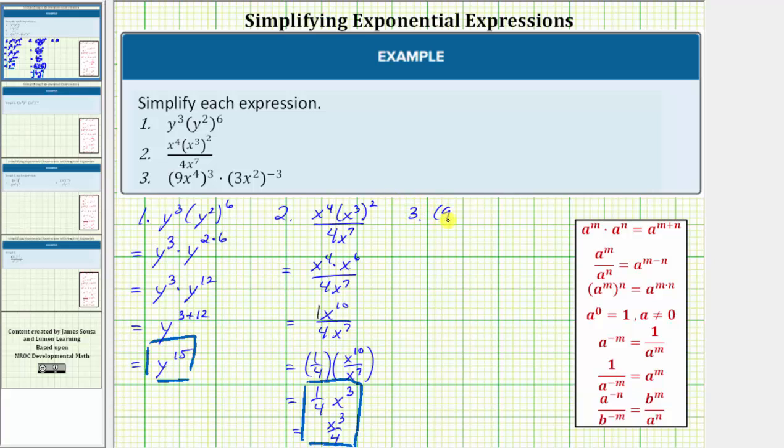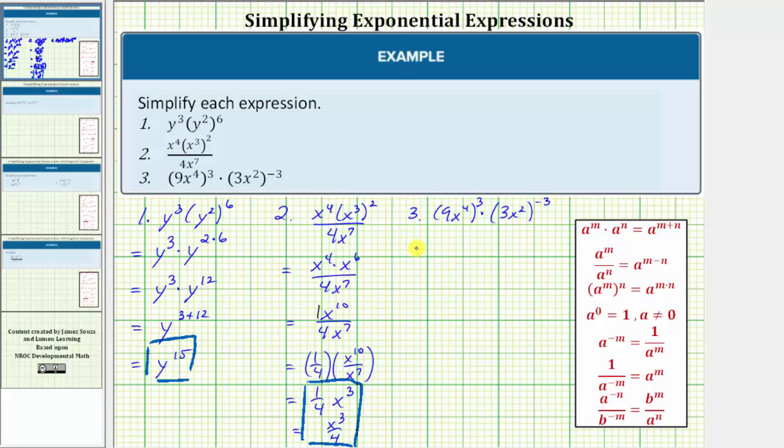We have 9x to the 4th cubed times 3x squared raised to the power of -3. Let's first write this expression using positive exponents. Notice how here we have 3x squared raised to the power of -3. To simplify this, we use the negative exponent property shown here, where a raised to the power of -m equals 1 over a raised to the power of m, which means if we move the base of 3x squared down to the denominator, the exponent of -3 would become +3.